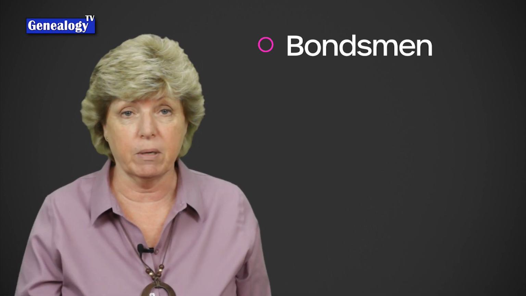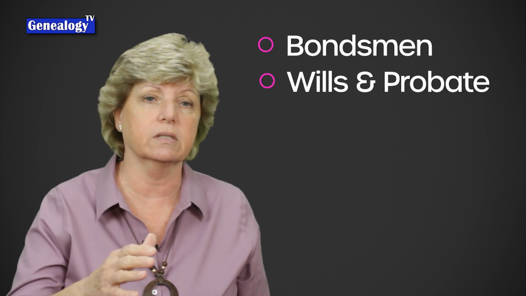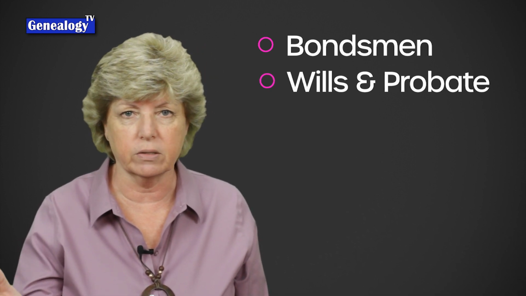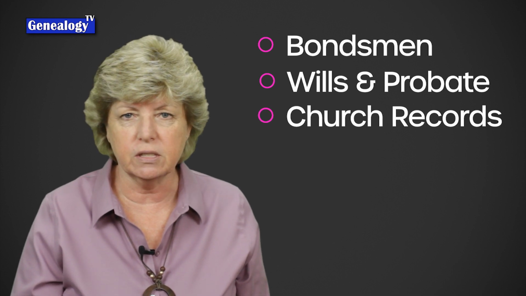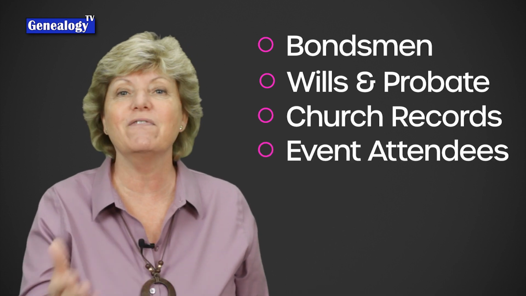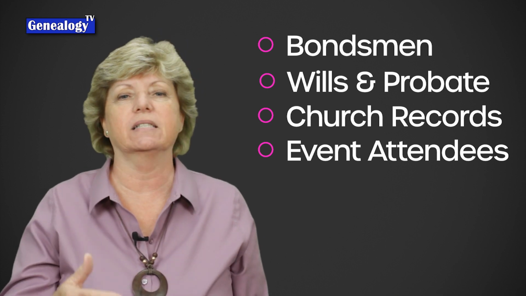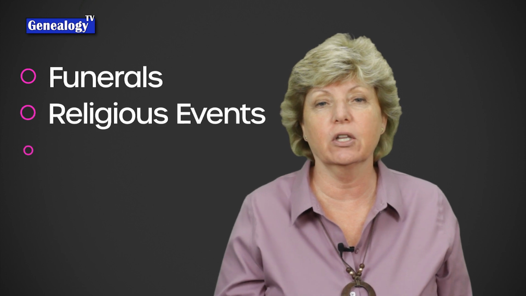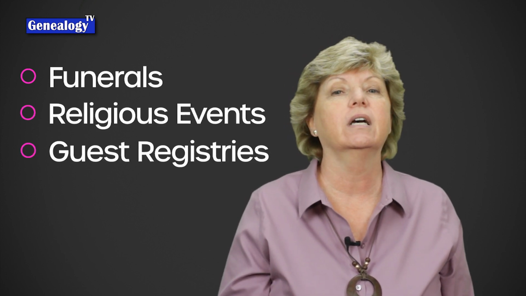Now, included in this group could be people like bondsmen that are often found in marriage records, bastardy bonds, whatever kind of bond. A bondsman often is a family member. You might find them in wills, like as administrators, or probate records, church congregations, event attendees, like weddings, wedding anniversary parties, funerals, religious events. Look for the guest registry books for the people that are attending these events or witnesses to the events, okay?